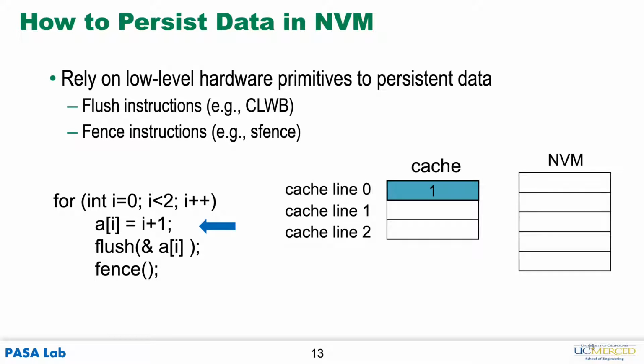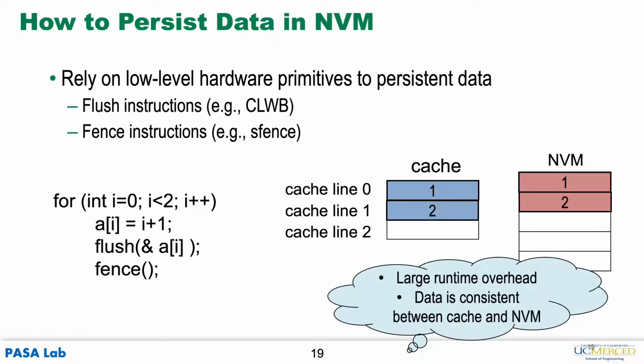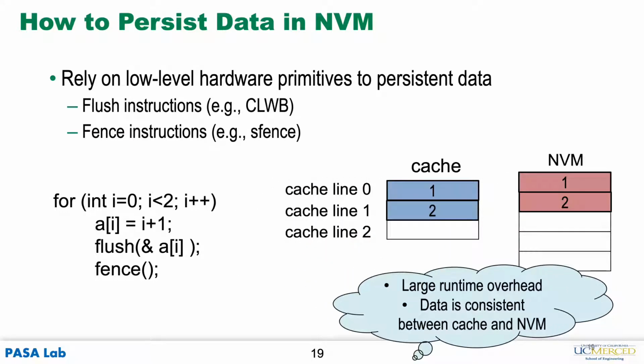Another way to persist data in non-volatile main memory is to use low-level hardware primitives such as flush or fence instructions. After a data update, the flush and fence instructions can guarantee the consistency of data in cache and in non-volatile main memory. However, such low-level hardware primitives incur large runtime overhead.